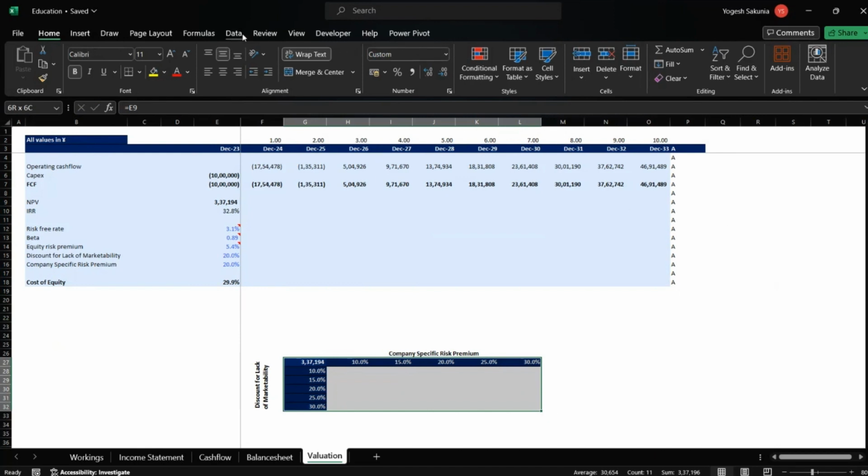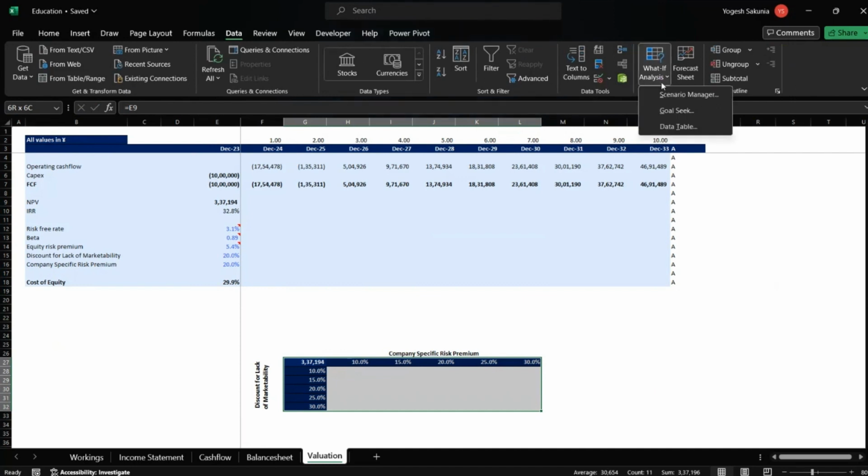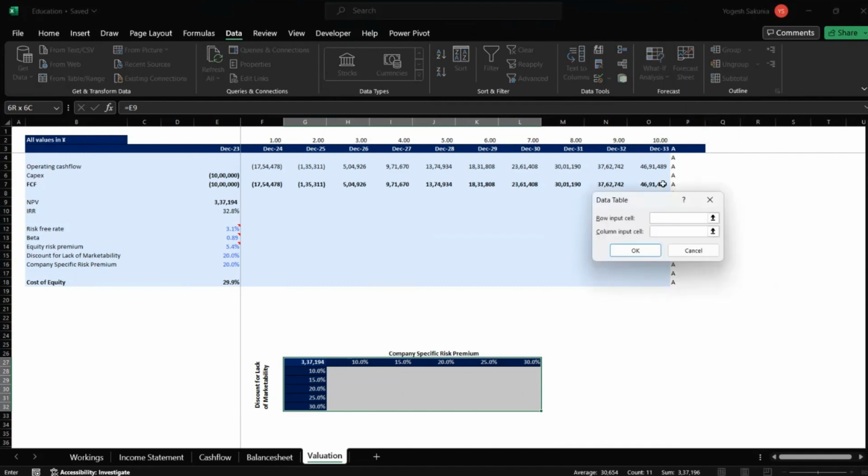Once that is done, I will select the whole table, control shift right, control shift down. Once you've selected, you go to Data. Under Data, go to What-If Analysis, and under What-If Analysis there's Data Table. You click on Data Table, and then it says row input cell, right? On the row we have the company specific premium, so I'm going to select this. On the column we have the discount for lack of marketability. So I'm going to select that and say okay.